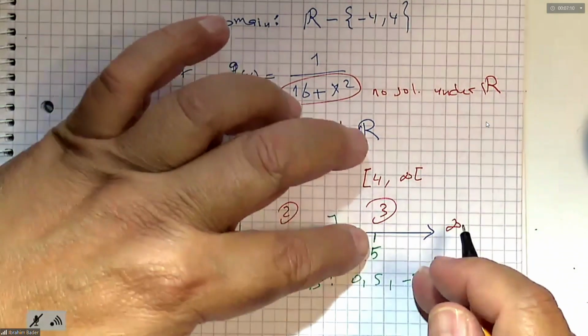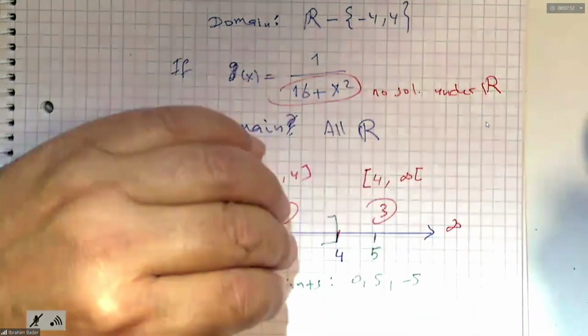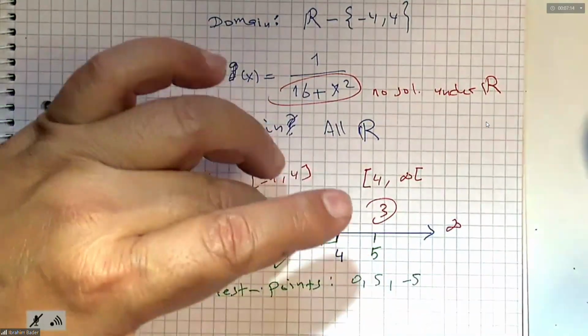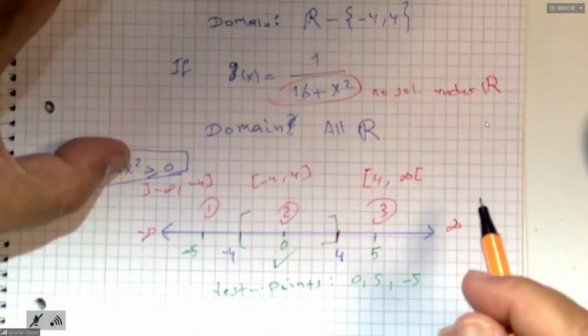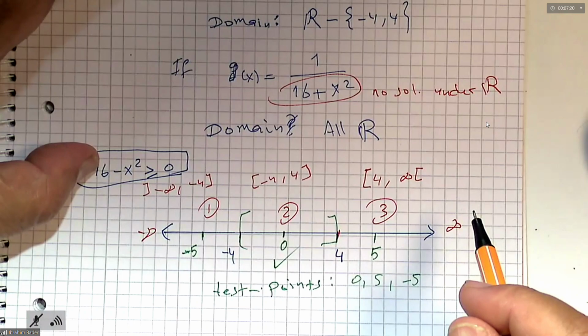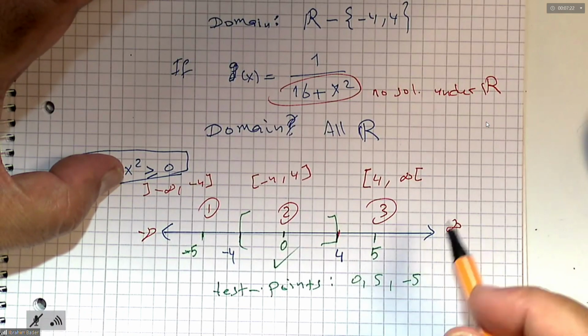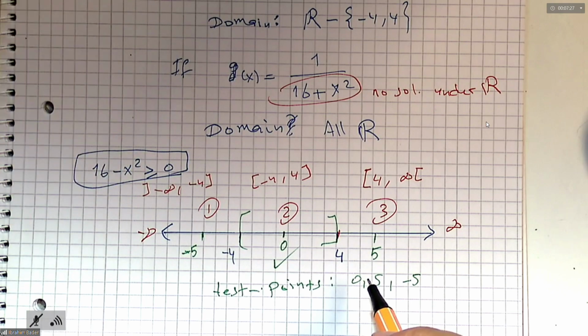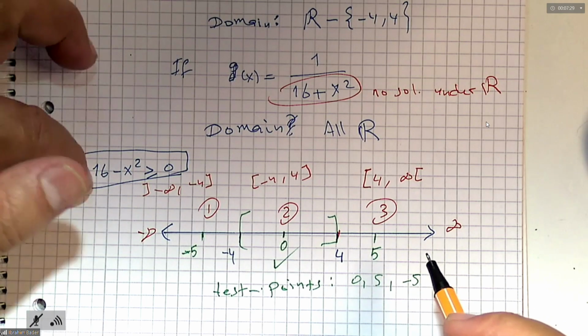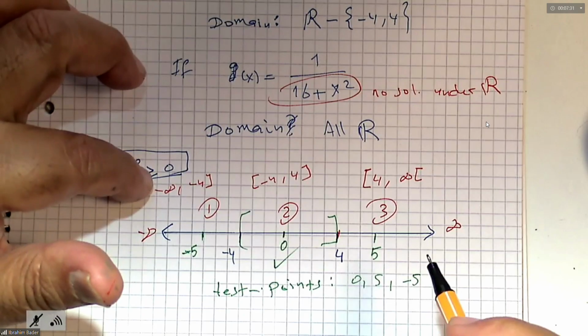Now I go to the test point in the interval on the right, from 4 to infinity. It's 5. So I plug it in here, and I have 16 minus 5 squared, so it will be -9. Is -9 greater or equal to 0?